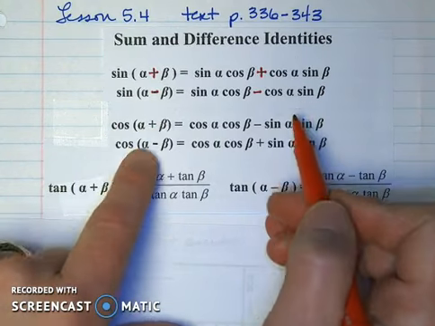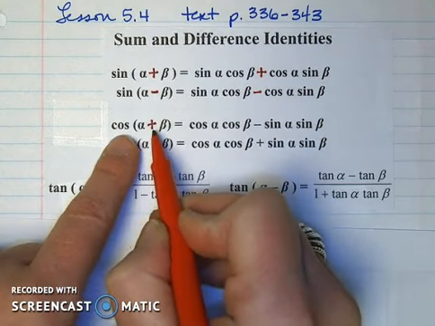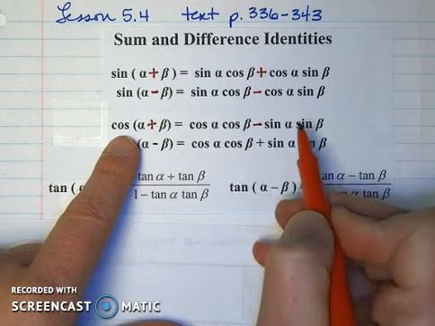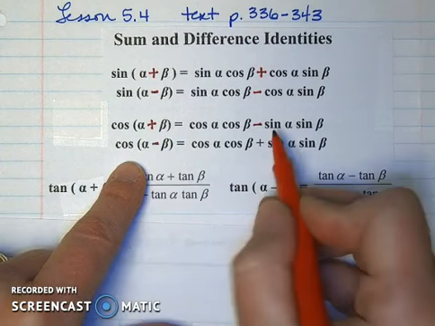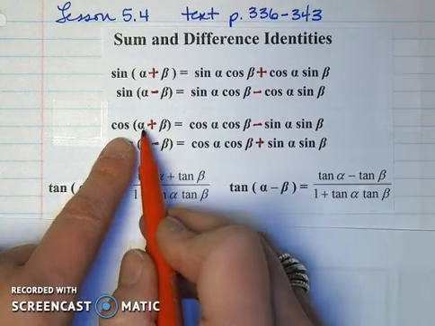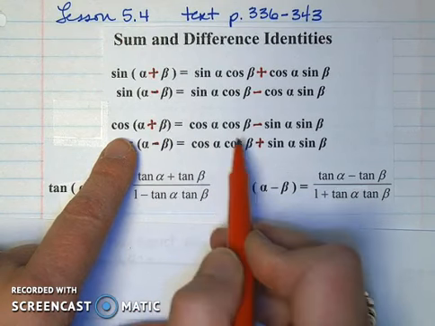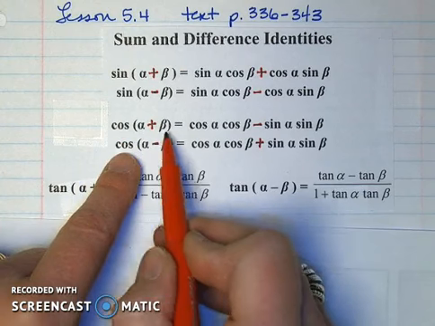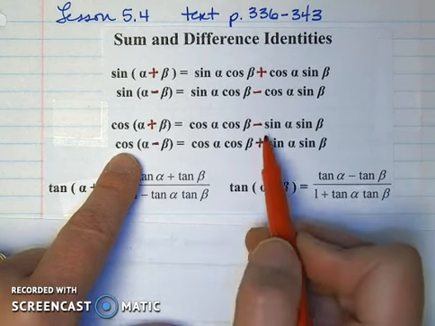When you have the cosine sum and difference, if you're working with a cosine sum, it expands to a difference. If you have the cosine difference, it expands to a sum. And when you take this value, you take the cosine of both terms, minus or plus the sine of both terms. So it's a little bit different. You've got to memorize these.